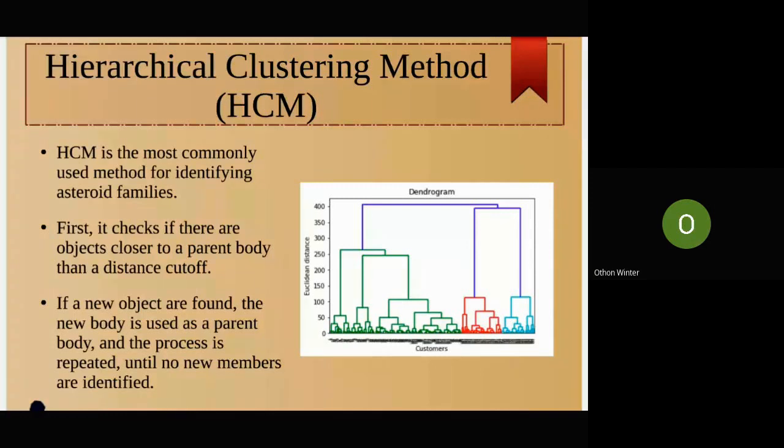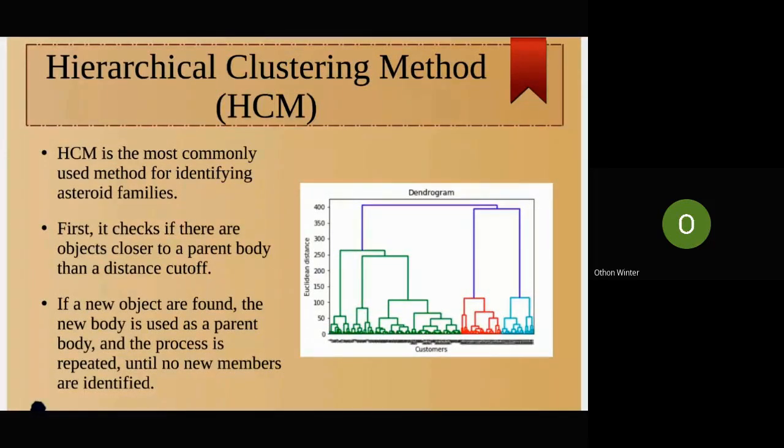So usually you construct what is called a dendrogram. And here, for instance, if you see the red lines, this will be the equivalent of an asteroid family. This is an example for customers and in Euclidean distances, but the concept is the same. Essentially, these red lines will all be associated with a single cluster.